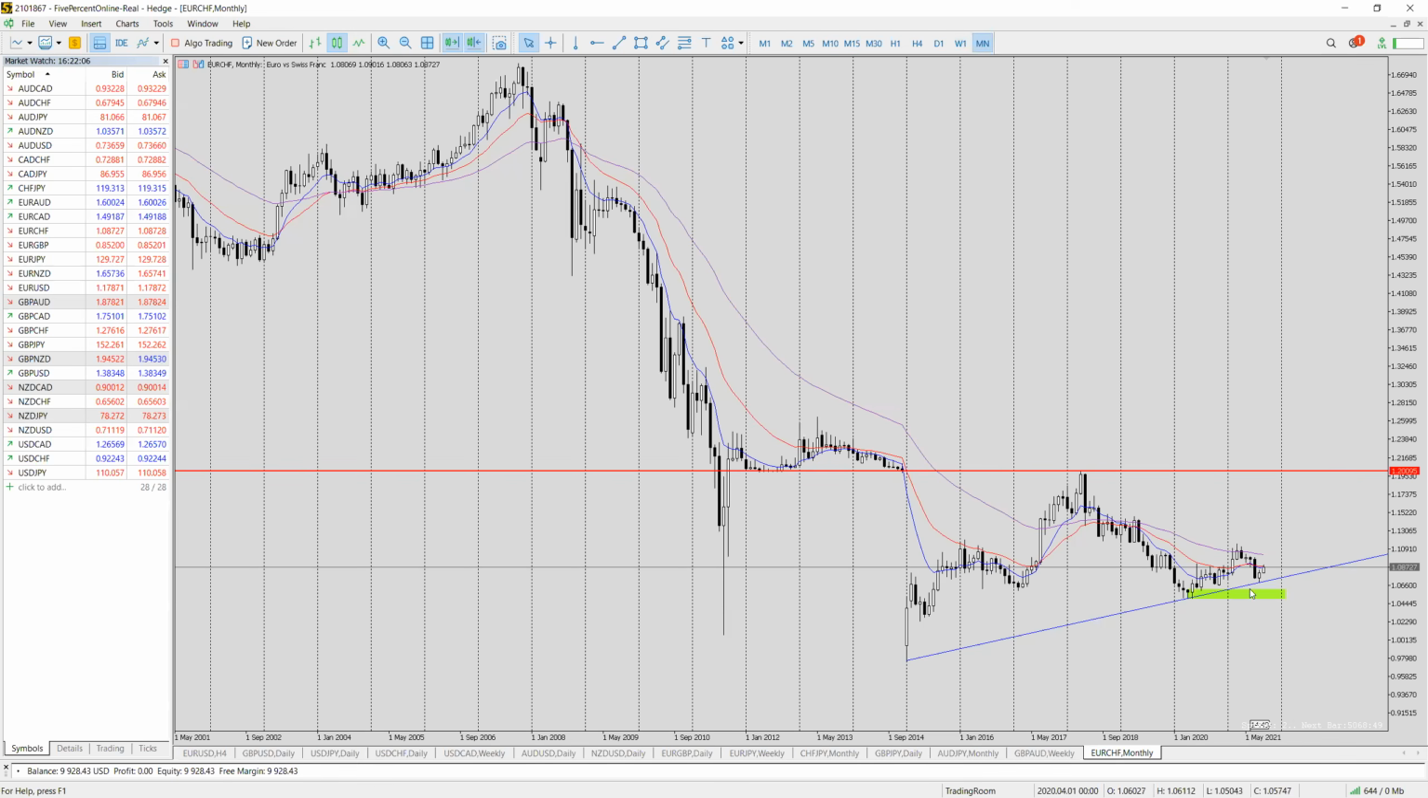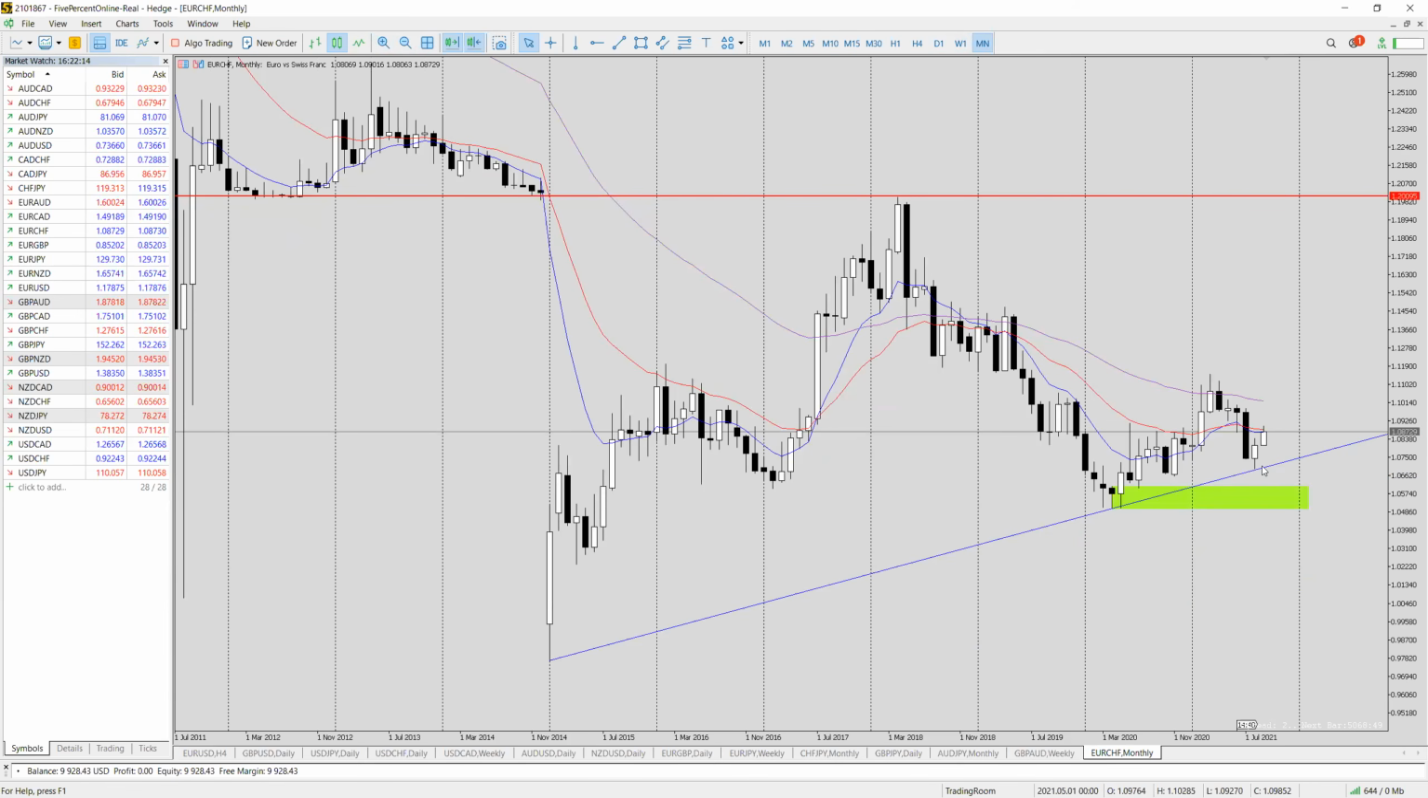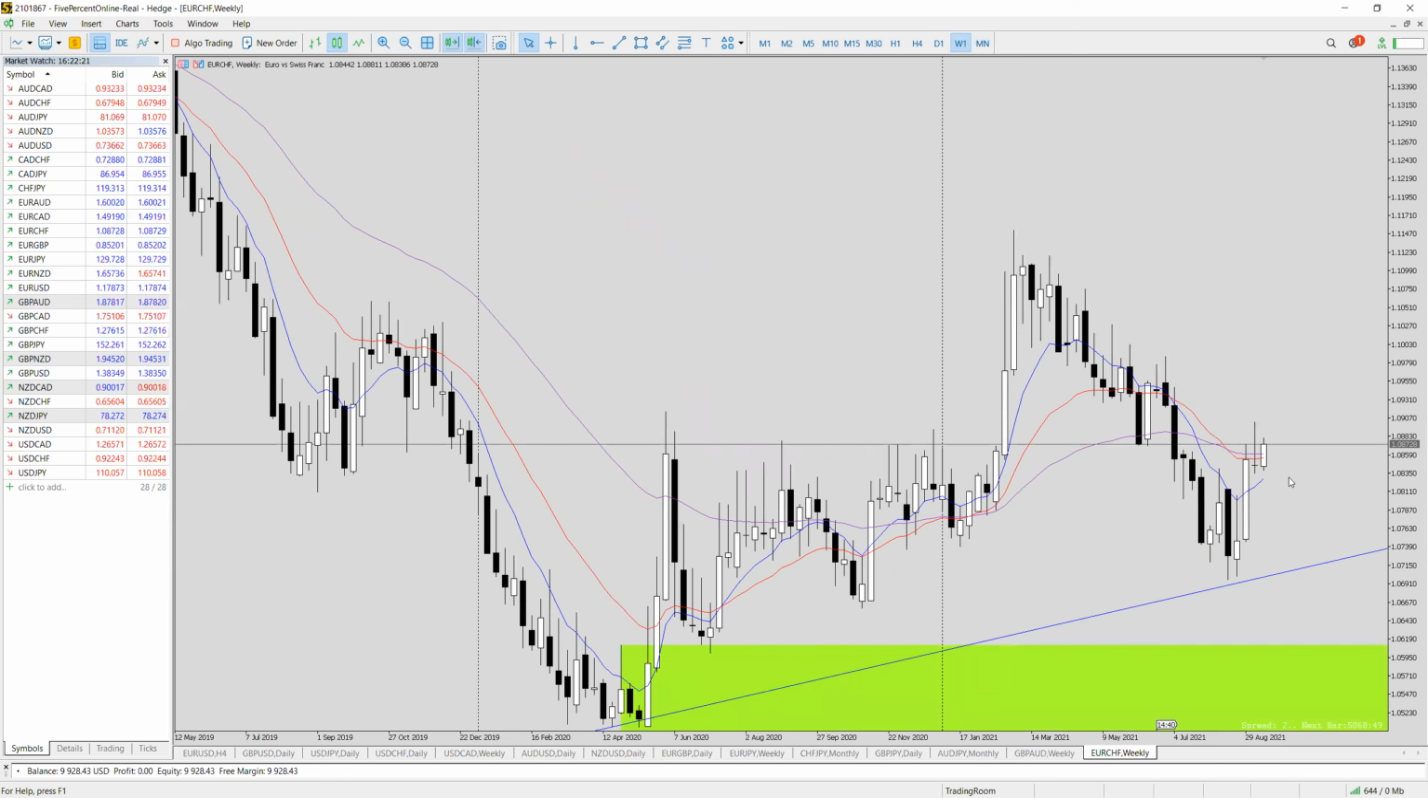So you can see on this chart that the Euro Swiss found potential support around this trend line. Very nice support, and now it's starting to go up. It will be interesting to see if it manages to go above these moving averages and above, well, the moving averages are not that important, but I would say also above this area, more or less.